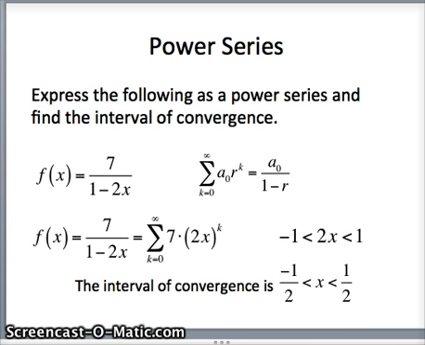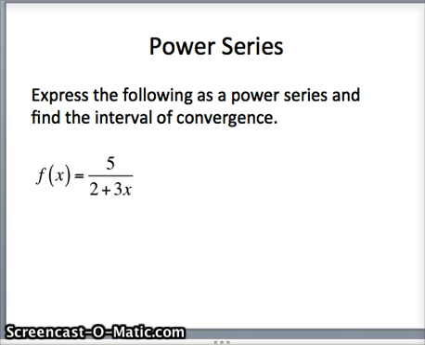Let's look at a slightly more challenging one. If we have 5 over 2 plus 3x, and remember, we want to compare this to the formula for a geometric series, which is a naught over 1 minus r. Well, you can see our first issue is 1 is supposed to be on the lower left side of the denominator, and there's a 2 there instead. So what can we do mathematically to convert that 2 into a 1? And the answer is to divide the numerator by 2 and divide the denominator by 2.